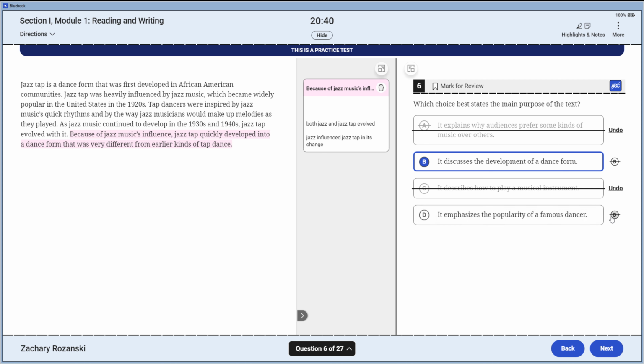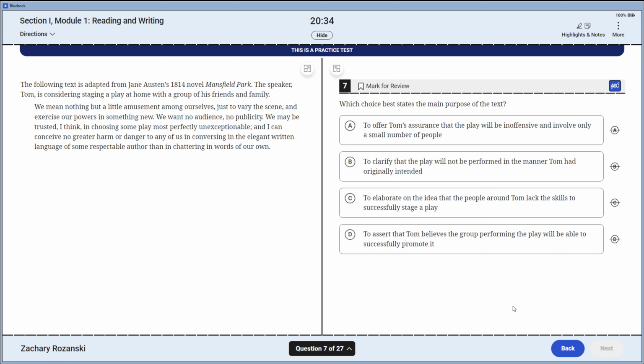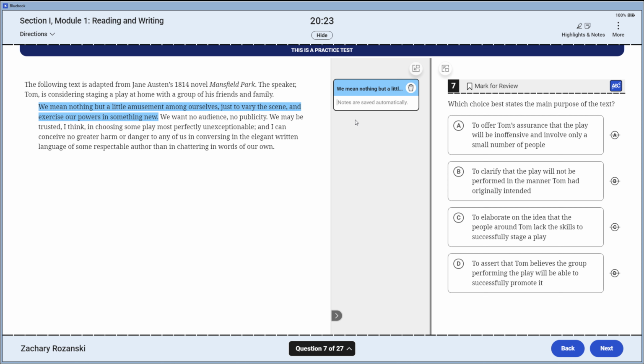I wish I could jazz it up, though. It emphasized the popularity of a famous dancer. No, thank you. I don't even know where we would get that from. Maybe an earlier sentence. Main purpose of the text, when it's giving me a little story like this, I don't have the same luxury of jumping to the end. I just find that that doesn't work. So I'll start at the start, which is a natural place to start.